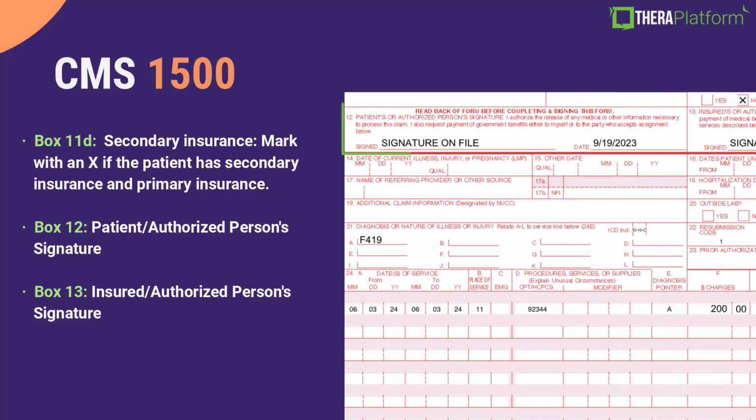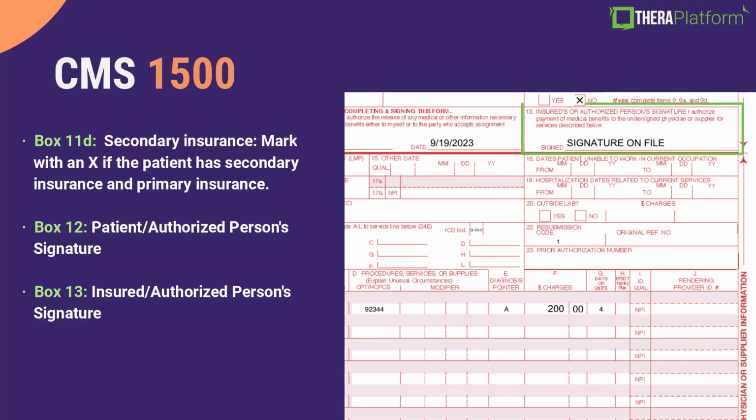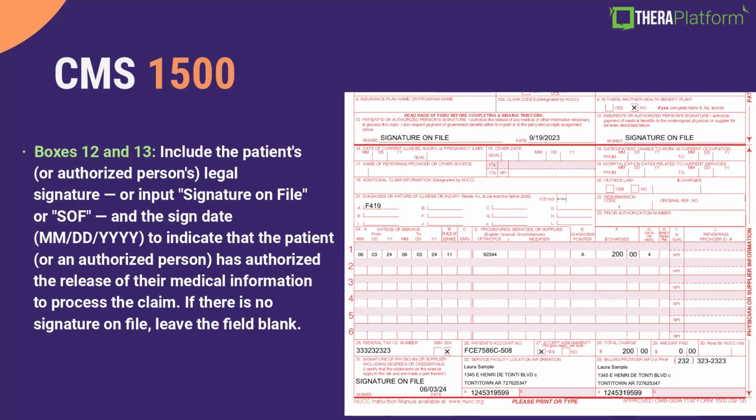Box 12, this is where patient authorized person signature goes. Box 13 is the insured or authorized person signature. And basically 12 and 13 include all these legal signatures, or input signature on file, or what they call SOF, and the signed date, with month, day, and year, to indicate that the patient or an authorized person has authorized the release of their medical information to process the claim. If there is no signature on file, you basically leave this field as blank.